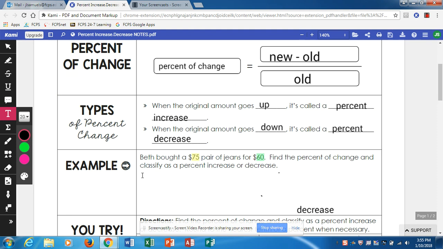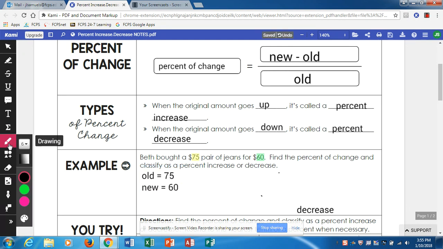Okay, so when I'm doing this, I like to identify what my variables are, what my new and what my old is. So my old amount, the original amount of the jeans, was $75. And now the jeans cost $60. So all I need to do is plug this into my formula and solve this. So what we have is new minus old over old.